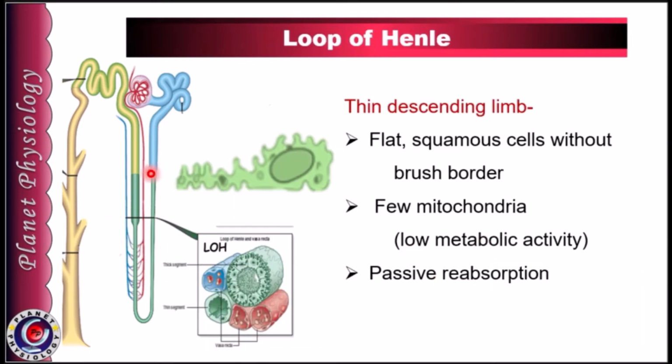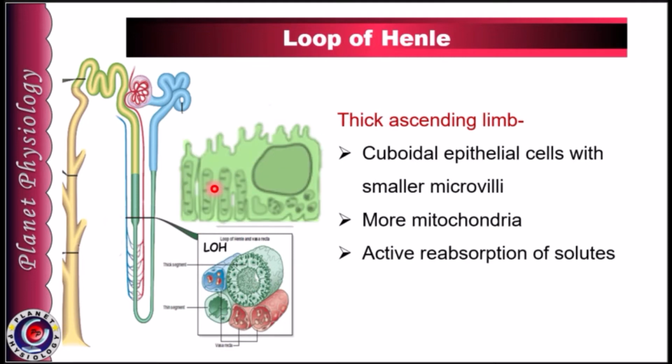Now, as PCT enters the medulla, it continues as thin descending segment of loop of Henle. Epithelial cells become squamous and also lack brush border. They possess few mitochondria indicating their low metabolic activities and mainly the passive role in reabsorption.